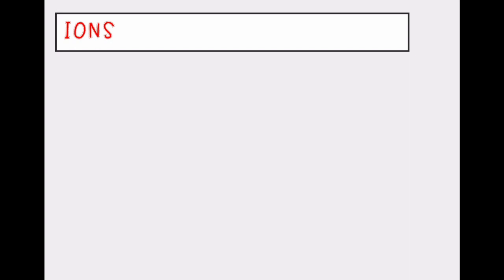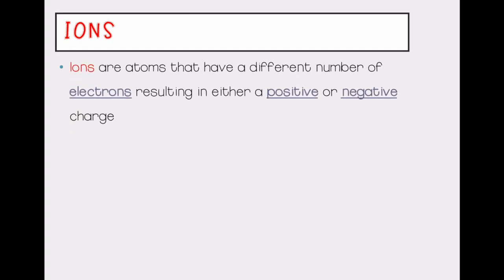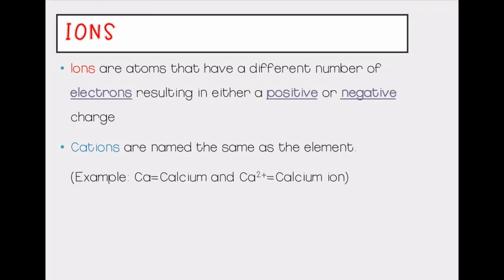So think back for a second to when we talked about ions. And by now we should all know that ions are atoms that have a different number of electrons, resulting in either a positive or a negative charge. Of course, when that charge is positive, we call those ions cations. And when we're talking about naming our cations, their name just stays the same as the element. So for example, if I have a calcium ion, that's exactly what I call it. It is a calcium ion.